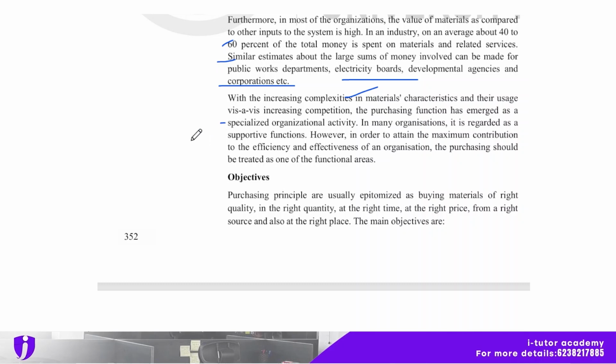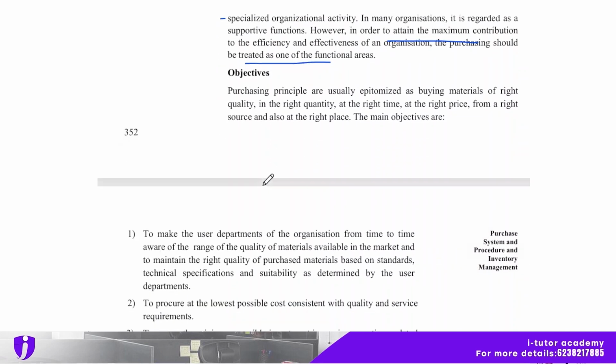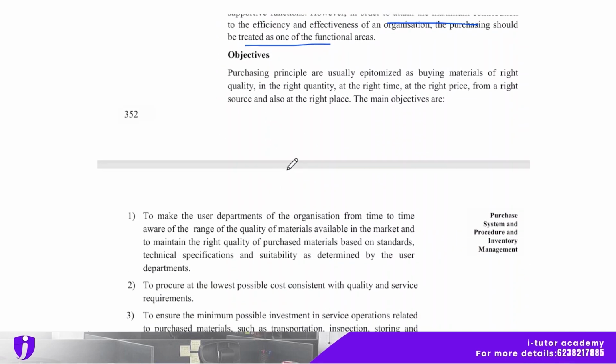In many organizations, it is regarded as a supportive function. However, in order to attain the maximum contribution to the efficiency and effectiveness of an organization, purchasing should be treated as one of the functional areas. And the objectives: the purchasing principles are usually epitomized as buying material of the right quality, in the right quantity, at the right time, at the right price, from the right source, and also at the right place.